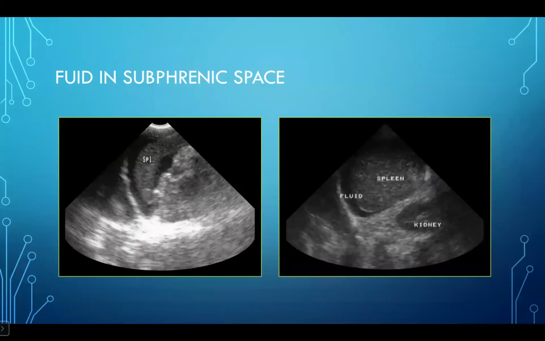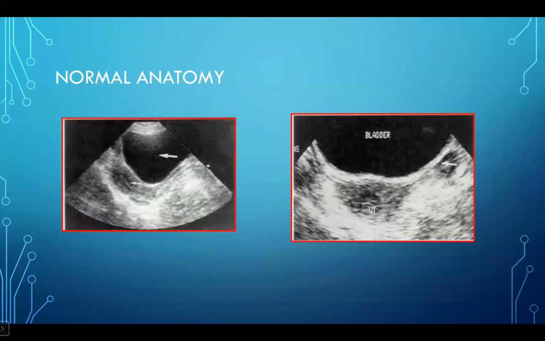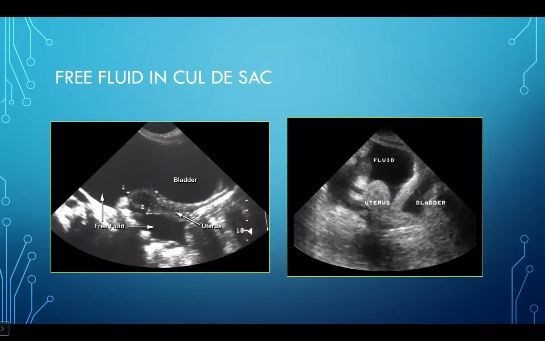Pelvic examination: the probe is placed transversely, then longitudinally in the midline 2 cm superior to the symphysis pubis. The probe is facing toward the patient's head and slightly to the right side. The bladder is better if it contains some urine. Evaluate the urine and bladder, and the uterus in females and the prostate in males. This is the longitudinal and the transverse view of the normal pelvis, and this is the fluid within the cul-de-sac.